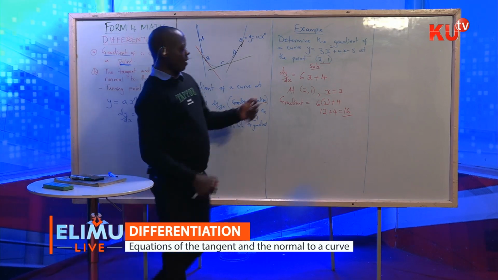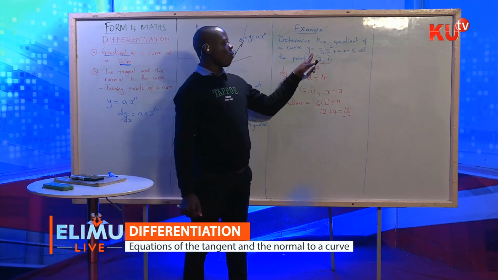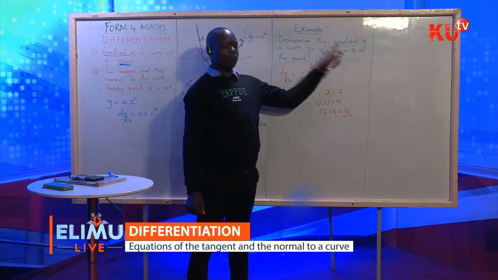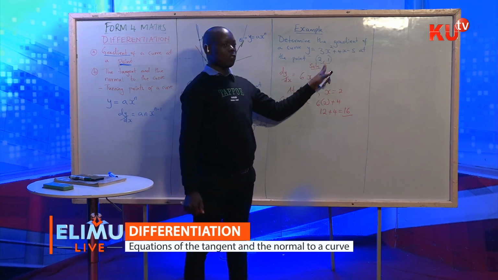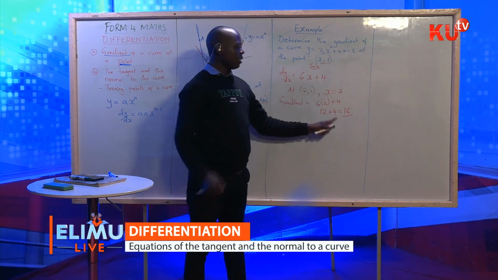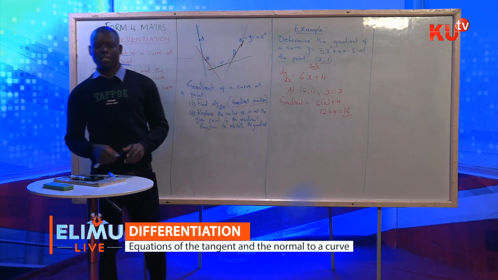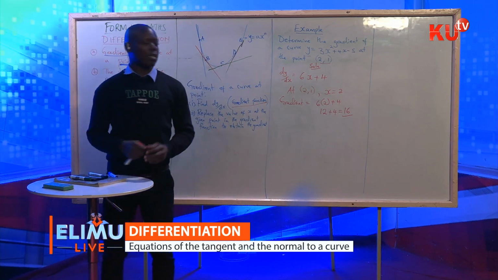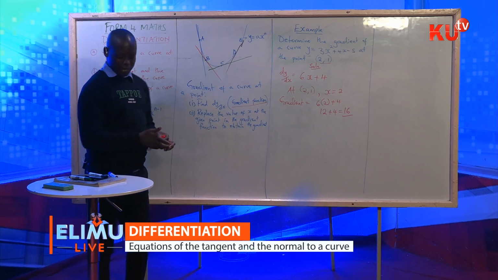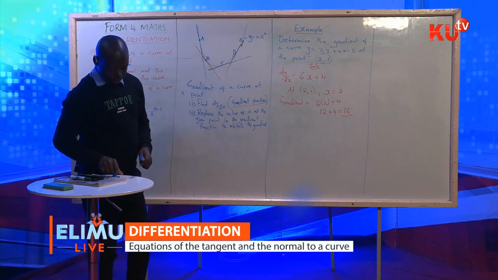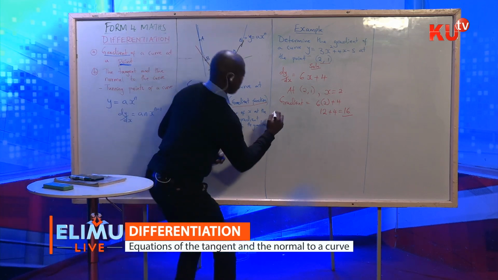Therefore, it implies that the gradient of the function y is equals to 3x squared plus 4x minus 5 at the specified point 2, 1 is 16. Is that correct, students? Good. The value is 16. So let's look at our example number 2.